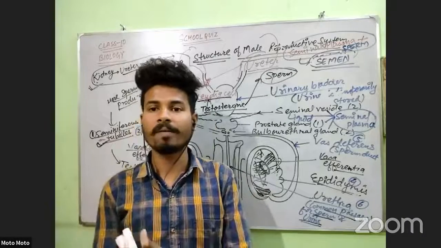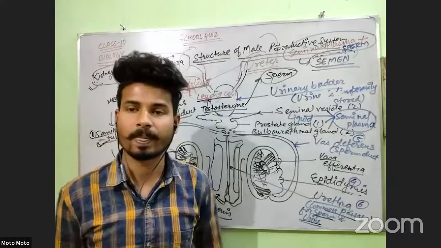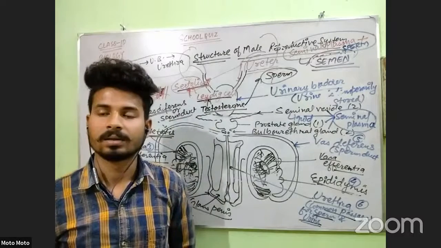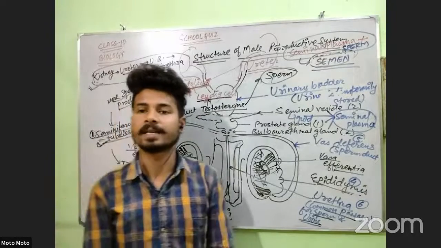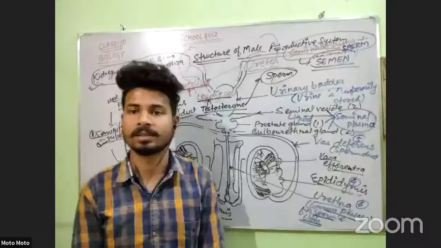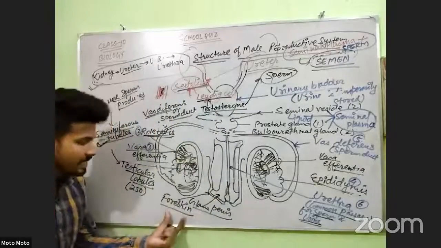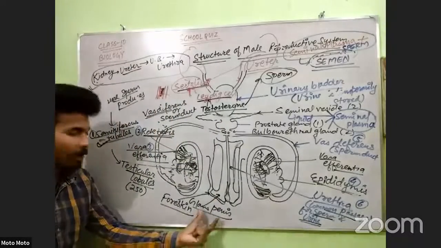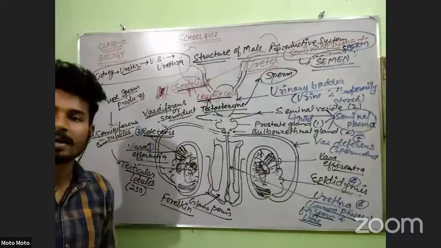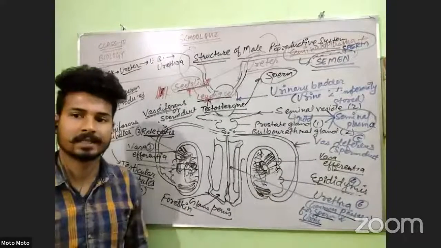Now the next question will be asked: what is the covering of the glans penis called? Glans penis is covered by which layer? Foreskin, right? Foreskin is the layer in the upper section of the glans penis, which protects the glans penis. Got it? The glans penis is protected by the foreskin. Okay.